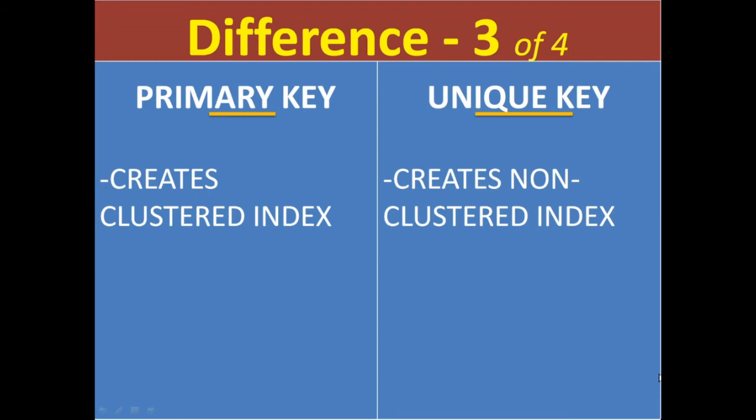First is clustered index. It is a type of index which sorts the data rows in the table on their key values. Next, let's see non-clustered index. It stores data at one location and indices at other location.